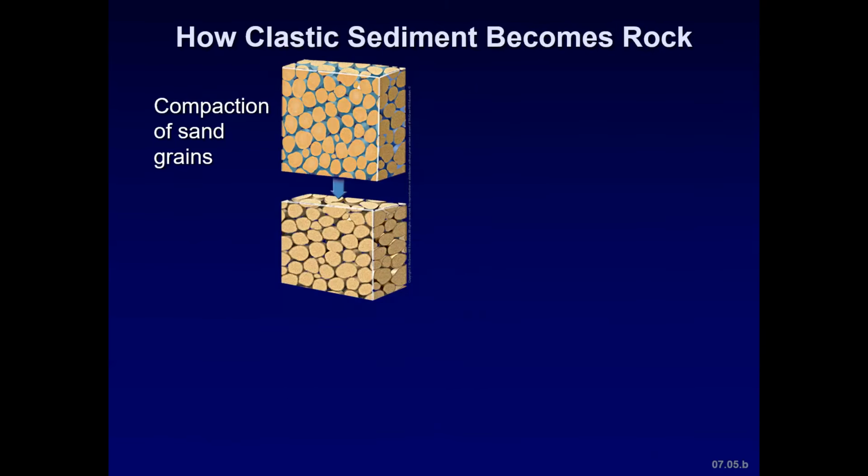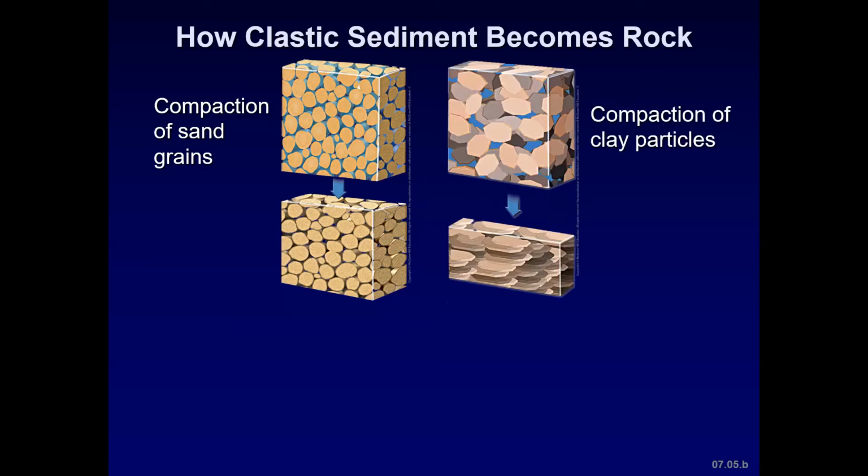So how does clastic sediment become rock? Well, you have compaction of sand and grains. Sand grains rest on one another, but they don't fit together tightly. If they're compacted, the grains nestle together and space decreases. With compaction of clay particles, those at first rest at various orientations with a lot of open space. But once compacted, they line up and the open space decreases significantly.